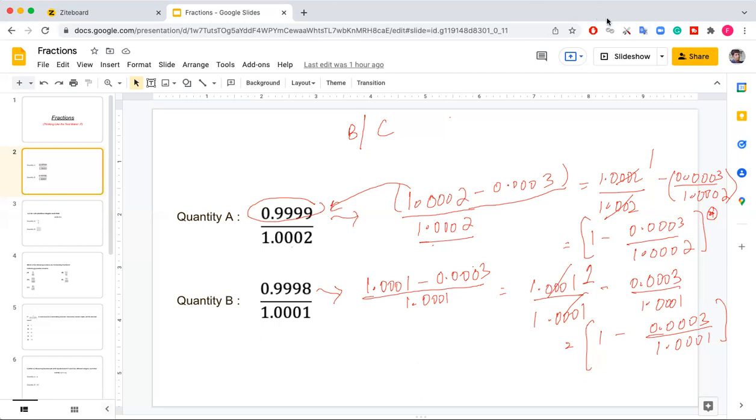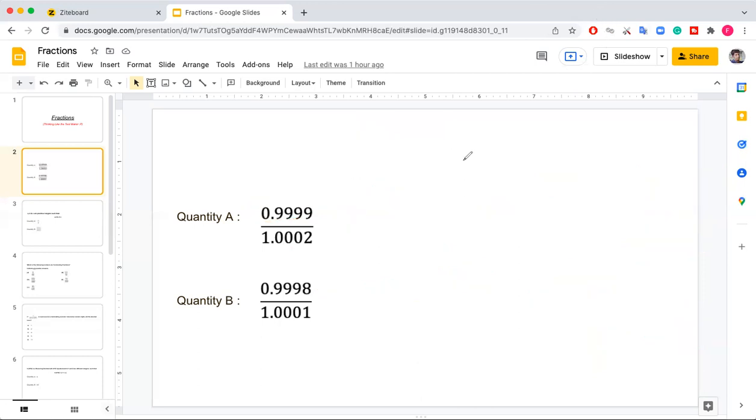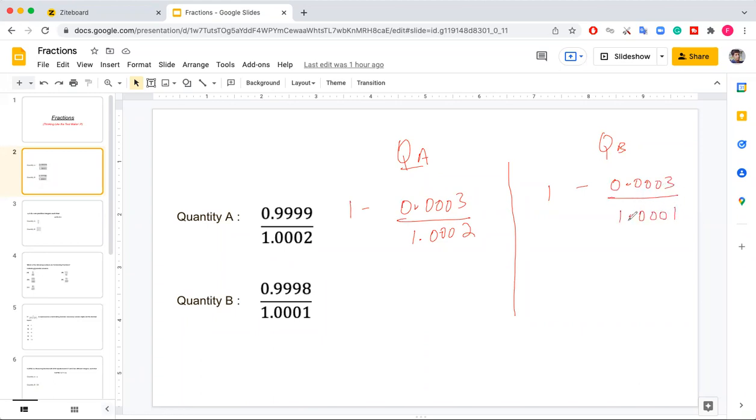I will clear the screen and I will proceed. Okay, so now one is quantity A and one is quantity B. And quantity A is 1 minus 0.0003 divided by 1.0002, and B is 1 minus 0.0003 divided by 1.0001, right? I just wrote this in this form.